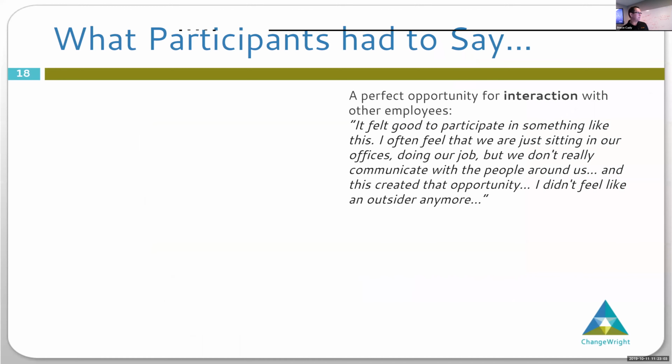What did participants have to say? A perfect opportunity for interaction with other employees. It felt good to participate in something like this. I often feel that we are just sitting in our offices doing our job, but we don't really communicate with the people around us. And this created that opportunity. I didn't feel like just an outsider anymore.